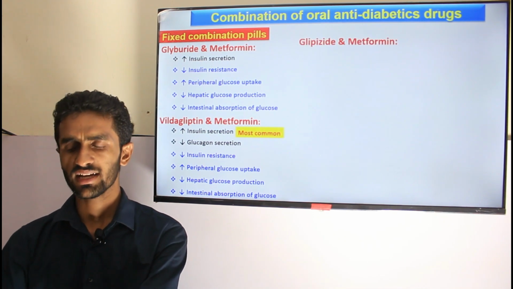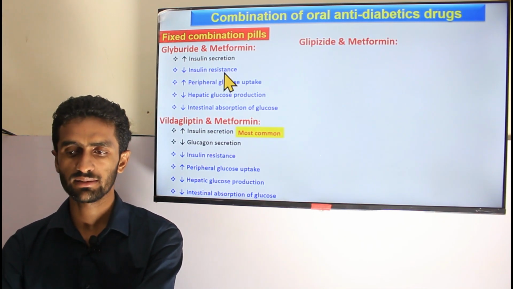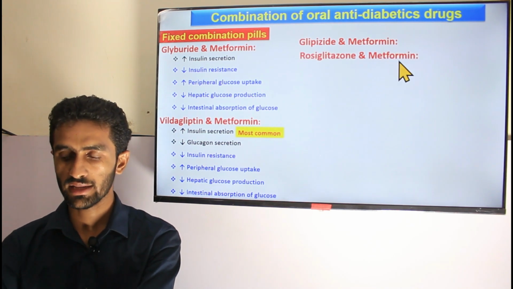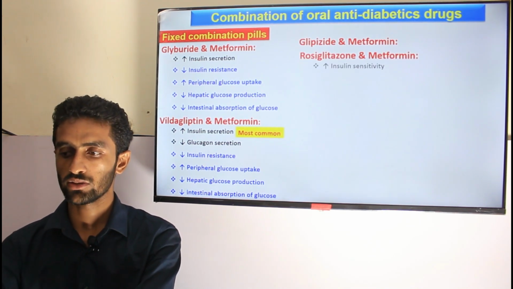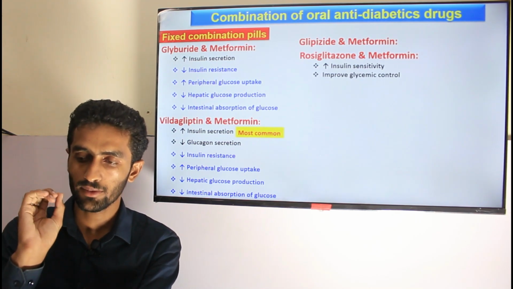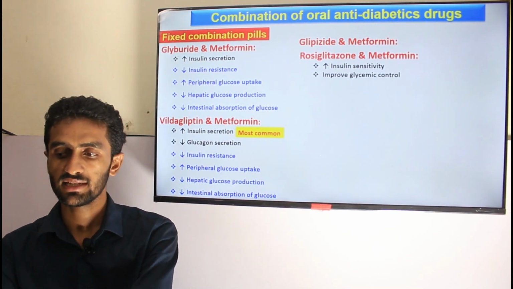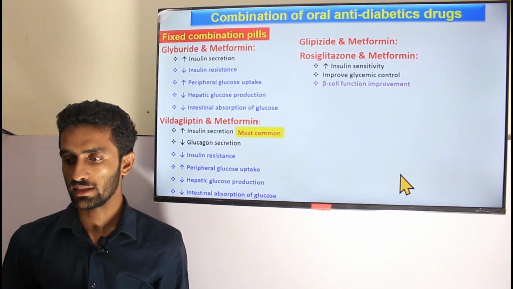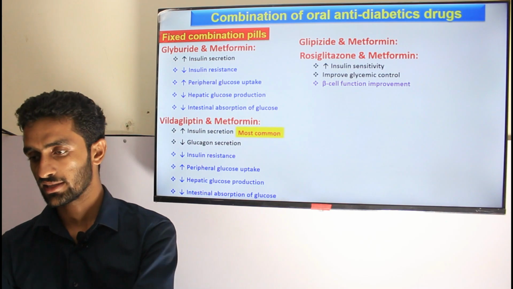And another is glipizide and metformin, with a similar useful effect. And the other combination, rosiglitazone and metformin, both are sensitizers, so they increase the sensitivity and improve the glycemic control. But very important, their advantage is they improve the beta cell functioning. So there will be improvement in the pancreatic beta cell functioning.